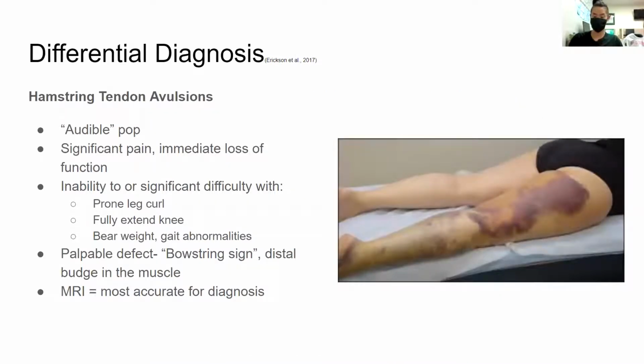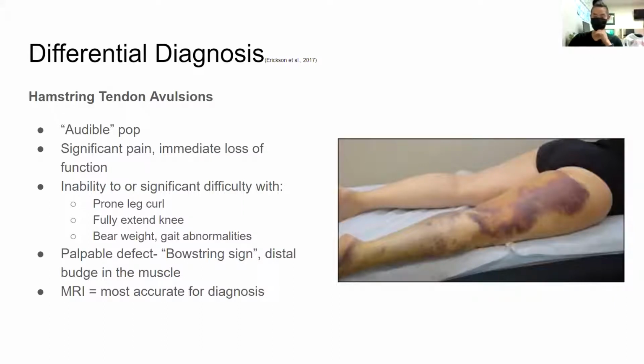So moving on to differential diagnosis, things to consider before you diagnose it as just a hamstring strain. You want to consider whether it's a hamstring tendon avulsion. Looking at the mechanism of that, it tends to be a little bit more of a traumatic onset. So someone will report a forced hip flexion and knee extension combo, like during a water skiing accident or during some sort of slip and fall.